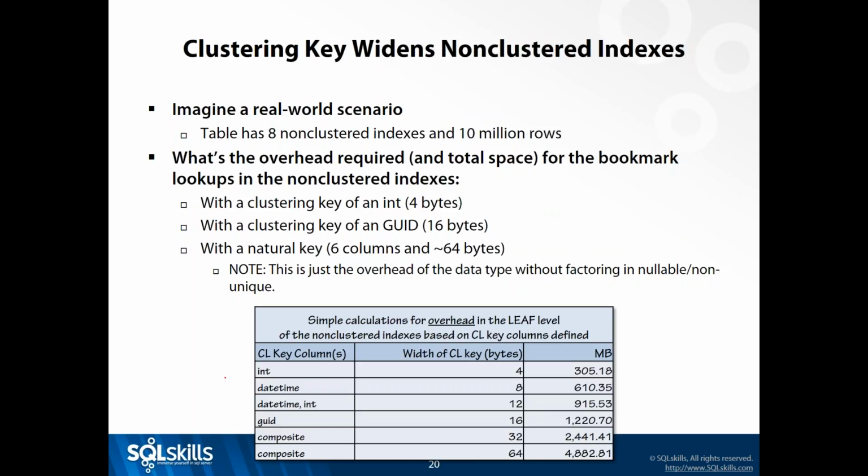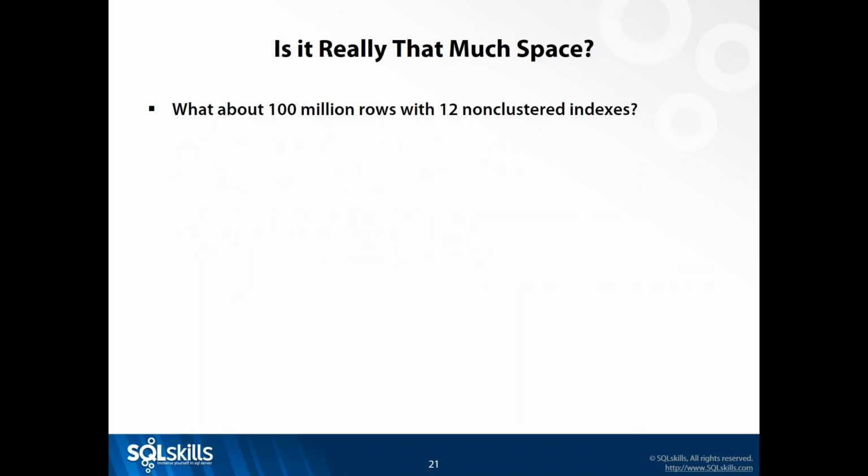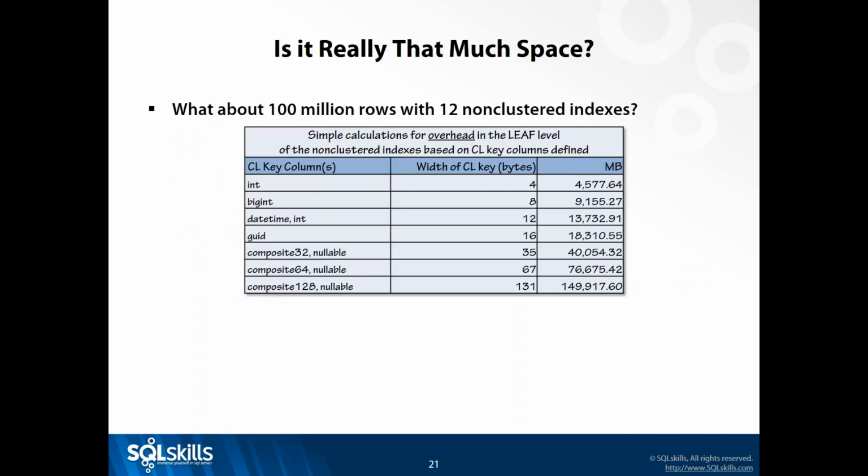Both of those are fairly low, very reasonable, like 8 non-clustered indexes is reasonable, and 10 million rows I would say is pretty low. So let's expand it, right? What if I have 100 million rows and 12 non-clustered indexes, which I still don't think is that out of control. But look at those numbers.